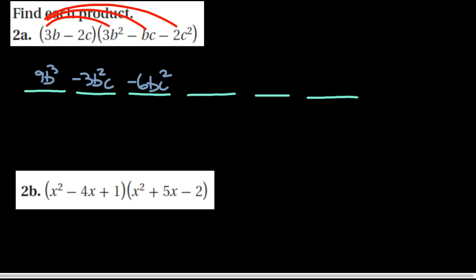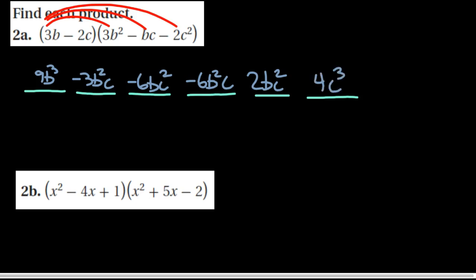Okay, now we do the negative 2c. Negative 2c times 3b squared is going to be negative 6b squared c. Negative 2c times negative bc is positive 2bc squared. And then the last is going to be negative times negative is a positive 4c cubed.